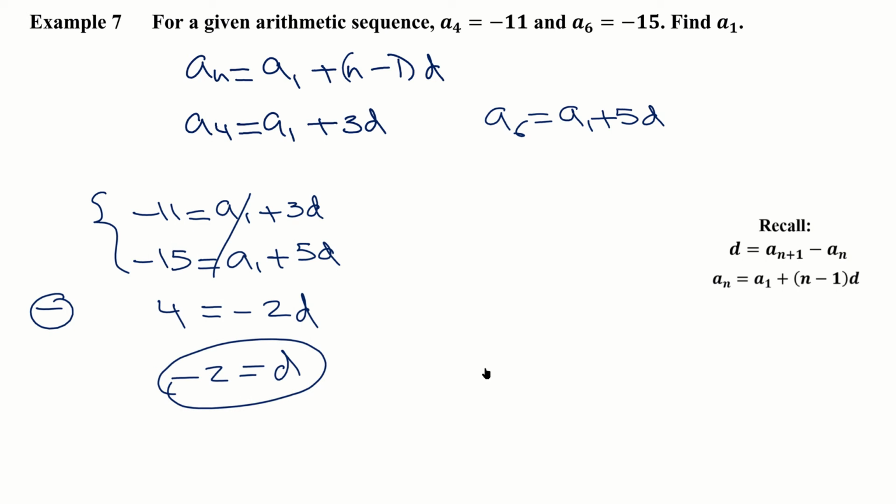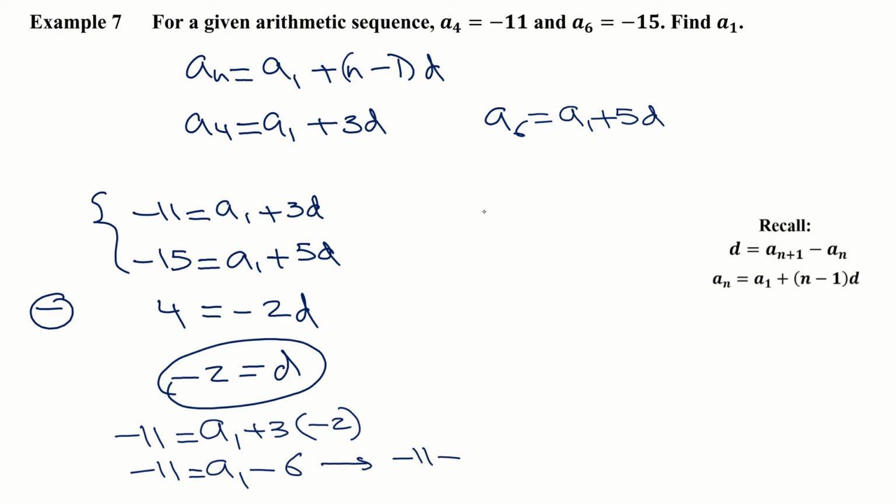And if I take that, and let me get rid of that real quickly, if I take it and plug it into either one of these two equations, I'll get the value for A1. So I'll just go into the first one. So we have negative 11 equals A1 plus 3 times D, which is negative 2, right? So we get negative 11 equals A1 minus 6. So therefore, negative 11 plus 6 is going to be A1. So A1 is equal to negative 5.